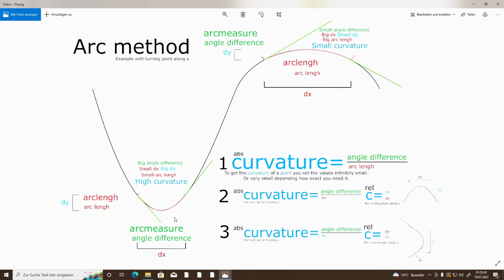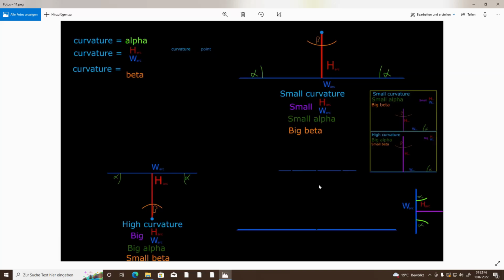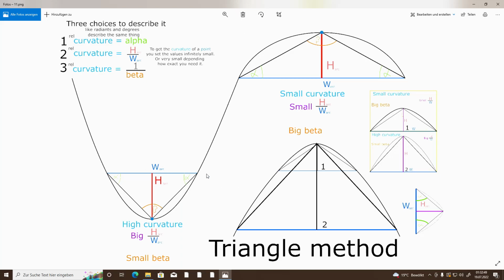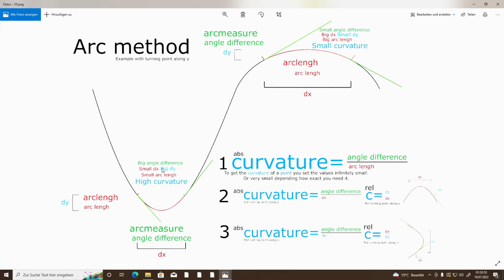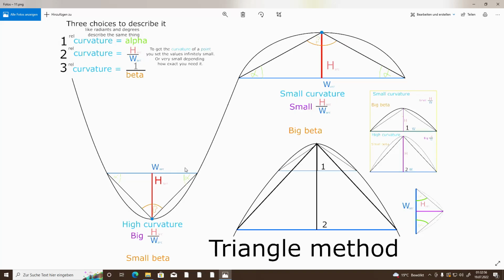Wait, what would that be? Yeah, it would be the W angle difference divided by W, I think. So yeah, this video is just experimenting. It's not having a goal or something, just talking about the basic principles and exploring the possibilities a little bit, not more, not less.